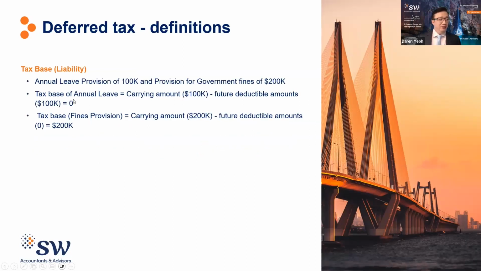So annual leave, the carrying amount is 100,000. What deduction do I get when I pay that annual leave provision? I get the 100K. So 100K carrying amount minus future deduction, 100K, is zero. What about government fines? So tax base for the fine provision, you start with carrying amount and you ask, do I get a deduction when I pay that provision for fine? No, I don't get a deduction because it's denied under the tax act. So the deduction is zero. So the tax base is 200.